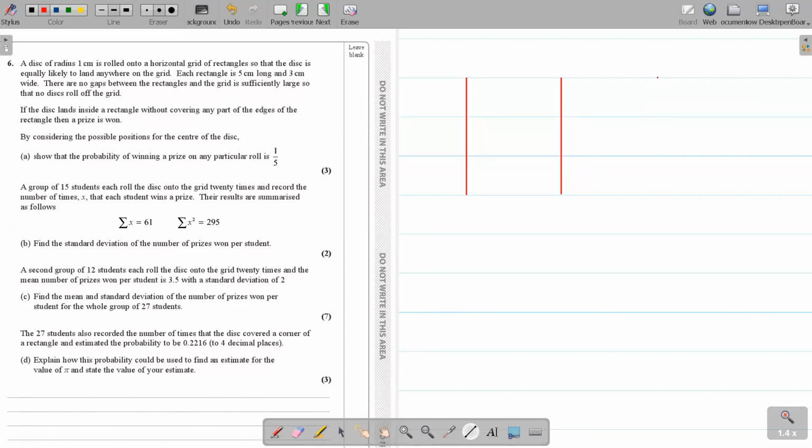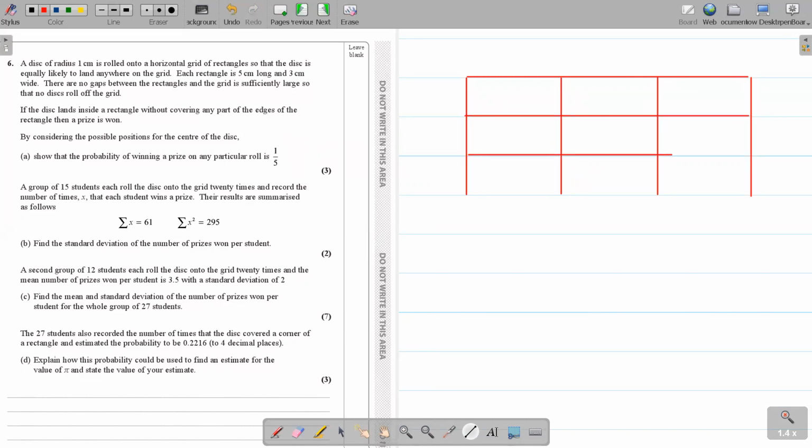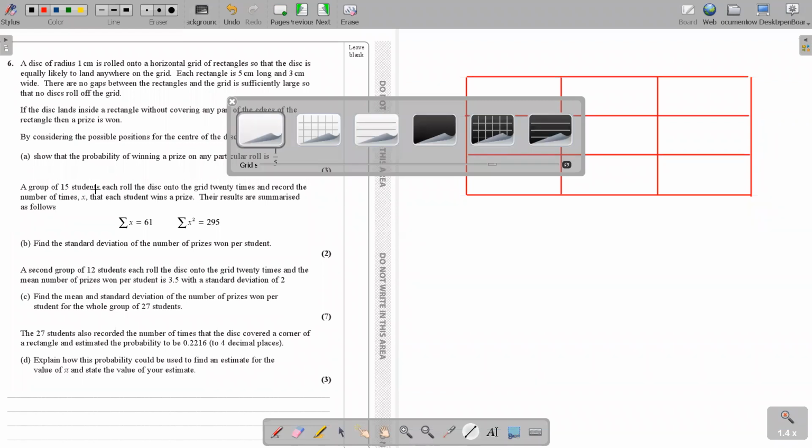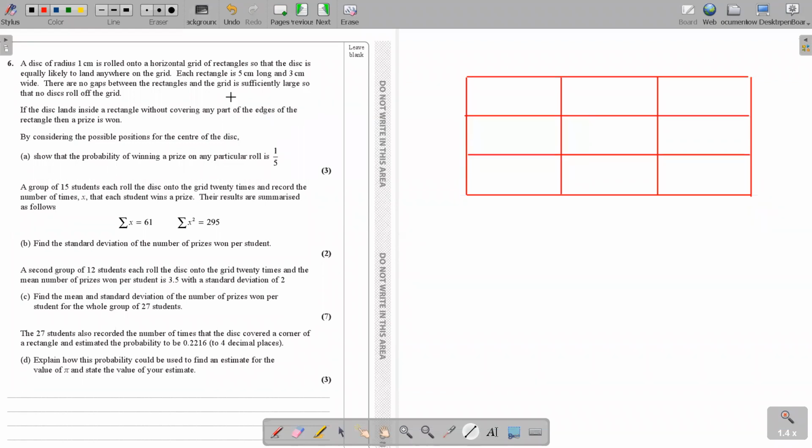So you have a grid like this. I don't know how many rectangles there are. I'm just drawing to give you an idea what's happening here. The grid might be bigger. I'm not saying the grid has 9 rectangles. It might have 100 rectangles for all I know. I'm just drawing this to show you what the grid is: each rectangle 3 by 5, with no spaces.